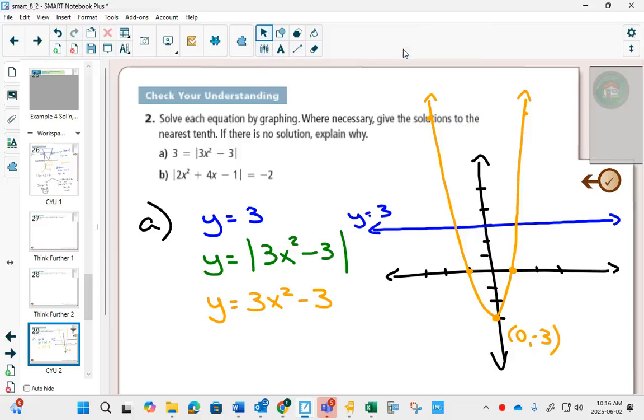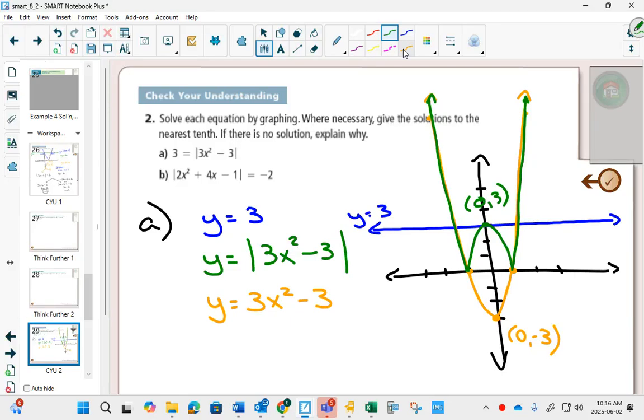So our green graph, which is the absolute value, will take our orange graph, and wherever it was positive, it will stay positive. So that part wouldn't change. But wherever your orange graph was negative, that will get flipped up. And so there's our absolute value graph. And I can see from here, 0, 3 is a solution.